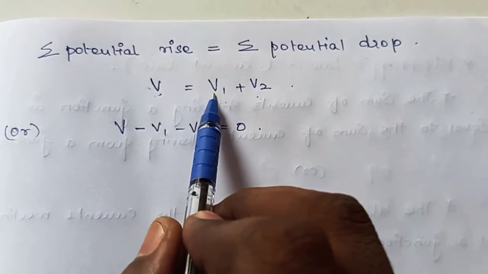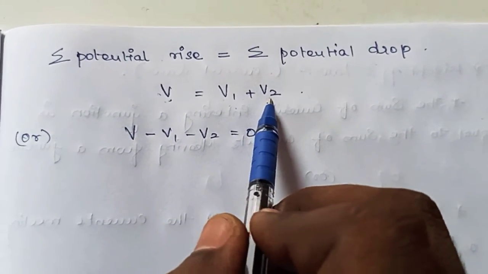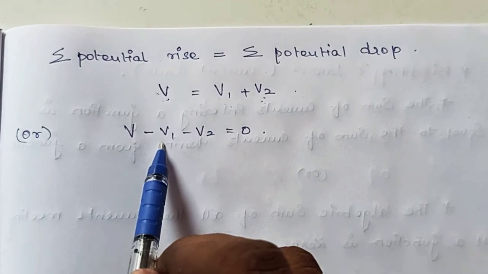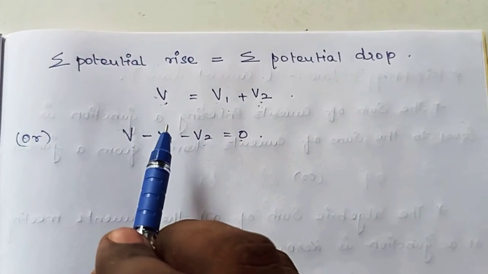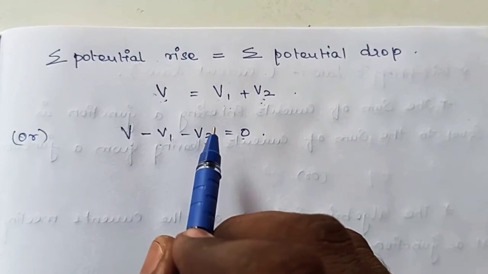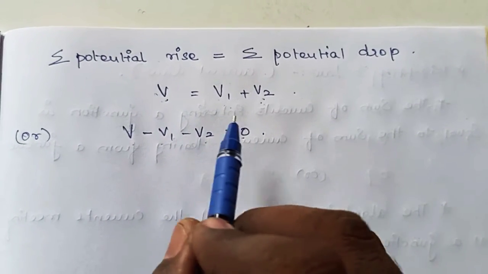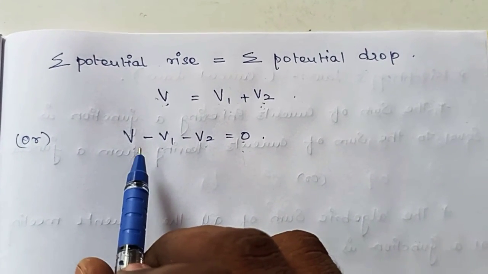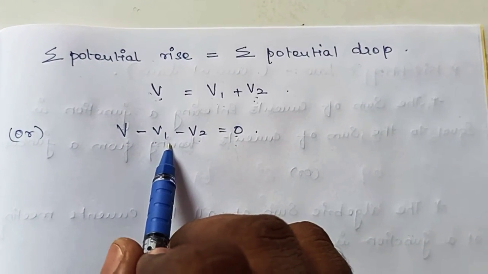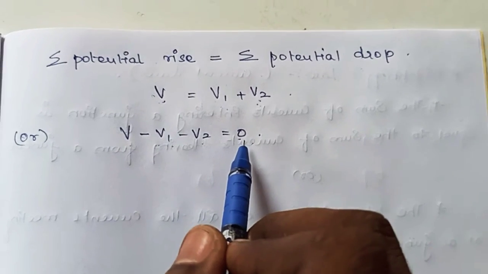Therefore V is equal to V1 plus V2, or it may be written as V minus V1 minus V2 equal to 0, because the sum of all the potential differences around a closed loop is 0. So we may write V minus V1 minus V2 equal to 0.